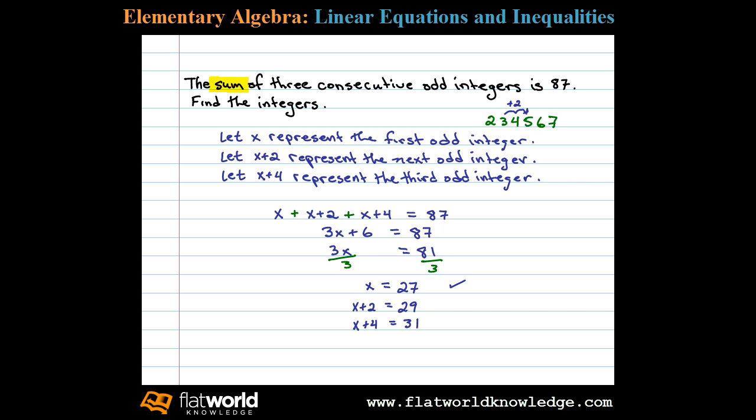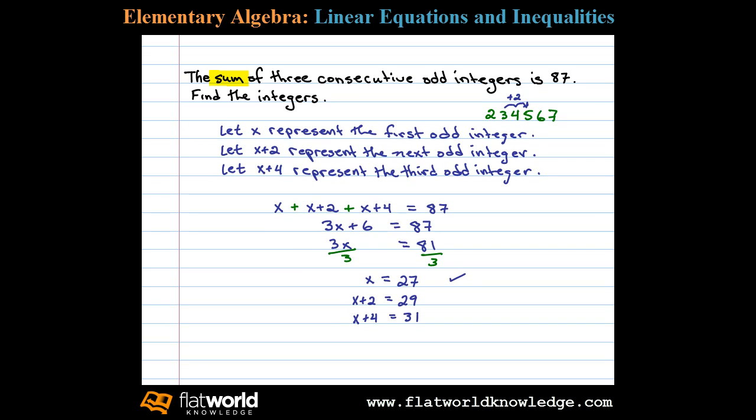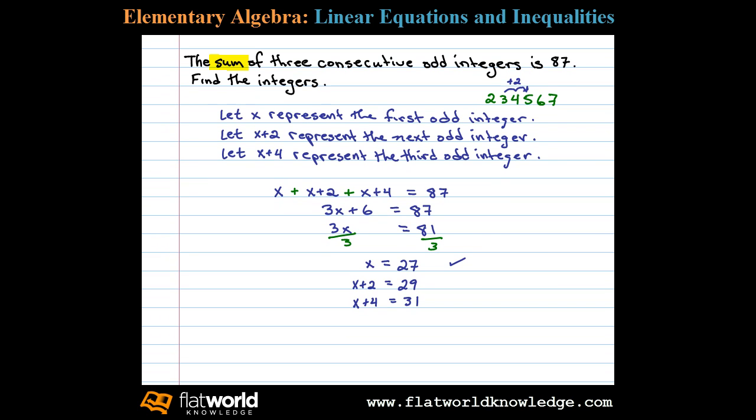Now typically we want to answer a word problem in sentence form. So in this particular case we'll say the 3 consecutive odd integers are 27, 29, and 31. And as a check, we can make sure that they add up to 87.